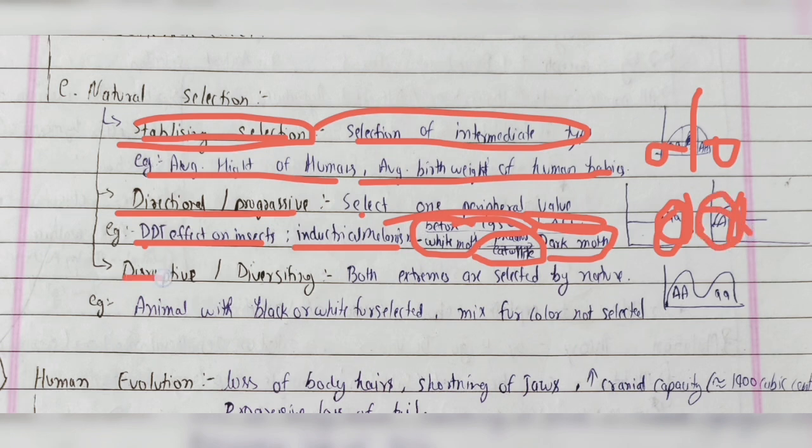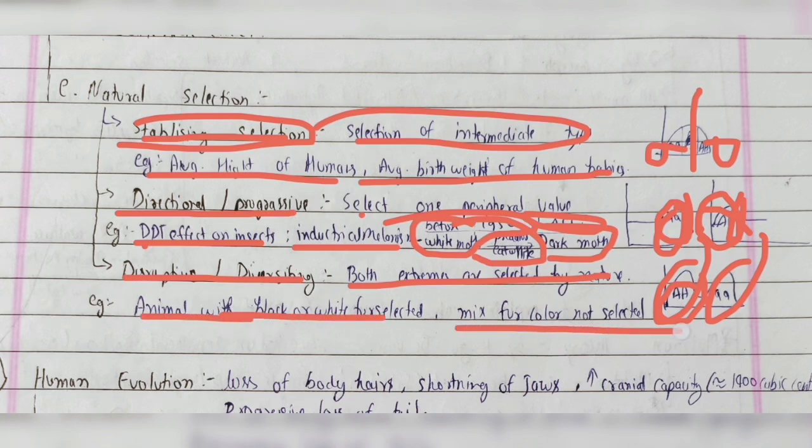Next in line comes disruptive or diversifying natural selection. In this case, both extremes are selected by nature, like the heterozygous is not selected, either it is homozygous dominant or homozygous recessive. For example, an animal with black or white fur is selected while mixed fur color is not selected.